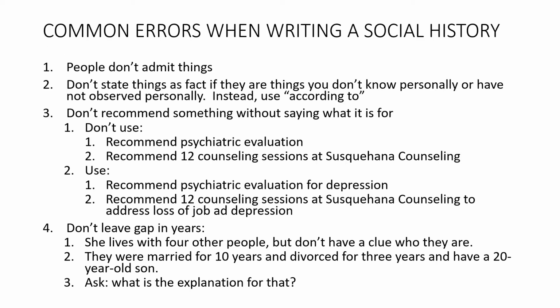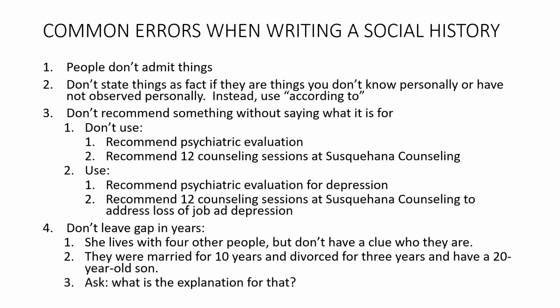Here are some common errors when writing a social history. Number 1, people don't admit things. So there should be a very specific way of how you write how they say or report stuff. Number 2, don't state things as fact if they are things you don't know personally or have not observed personally. Instead, use according to. Here's an example. If the person's talking about drinking, you should not say, the client drinks 2 beers a day. Instead, you should say, according to the client, he reports that he drinks 2 beers a day. That way, you know that it's not necessarily a fact because you did not observe it. This is what that person is saying, because it could be lying.